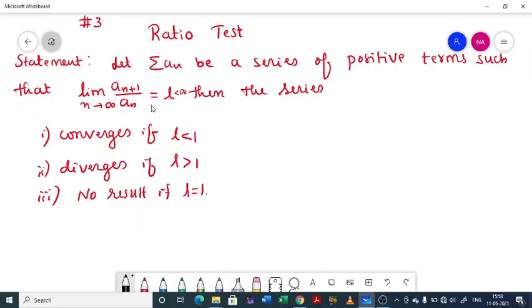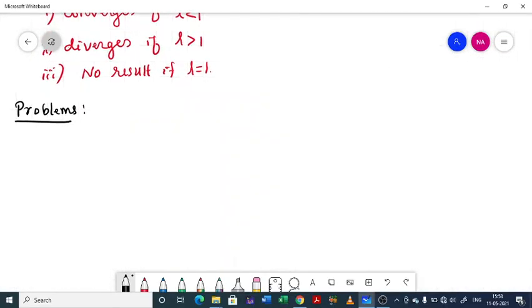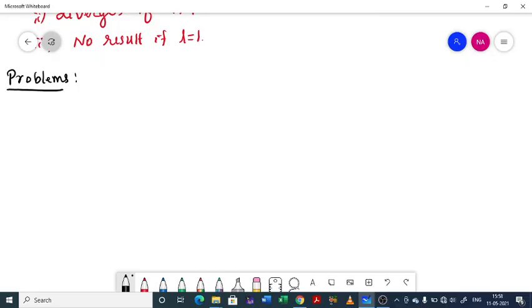Okay, let us consider problems on this. In fact, we can take a counter example to check the case L equal to 1, where some series converges and some series diverges. I hope it is not necessary. Anyway, when L equals 1, we cannot say anything about the nature of that series. It may converge or it may diverge.